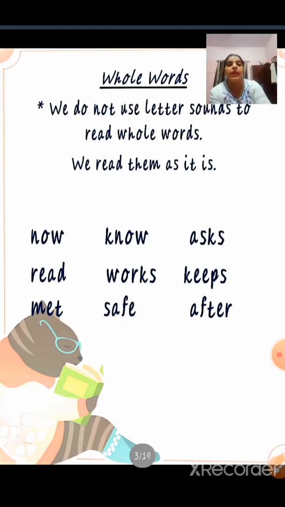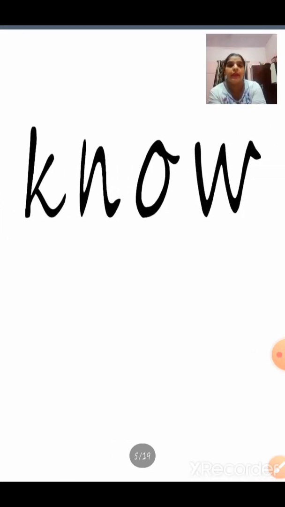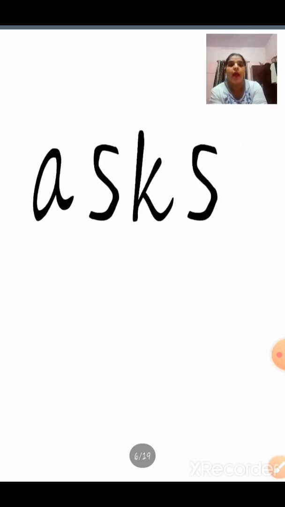So let's see which words we have to learn in this unit. First word is now. Repeat after me, now. Second word is no. Repeat after me, no. Third word is asks. Repeat after me, asks. Next word is read. Repeat after me, read.